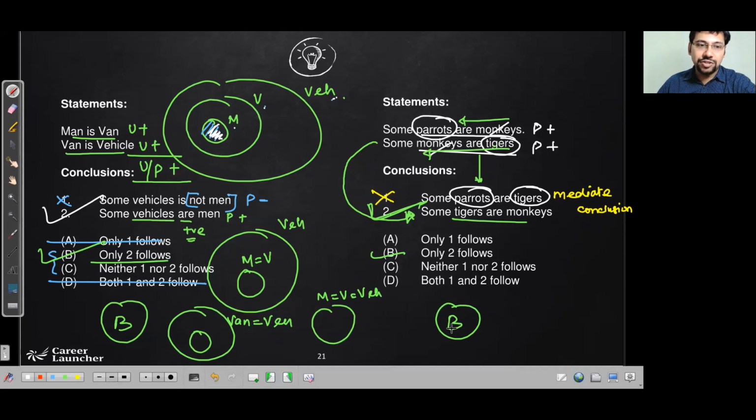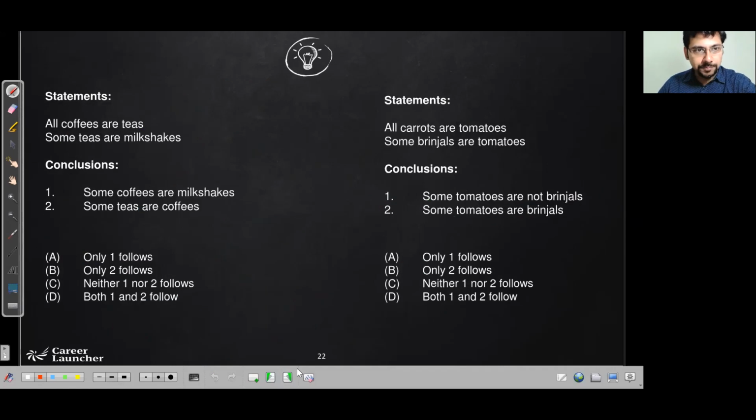So for both these questions, the answer was Bombay. Let's do another two. All coffees are teas and some teas are milkshakes. So this is a universal positive and this is a particular positive. If you remember the rule, U and P can give us a P, and two positives can give us a positive. Now I see both of them are particular positive.